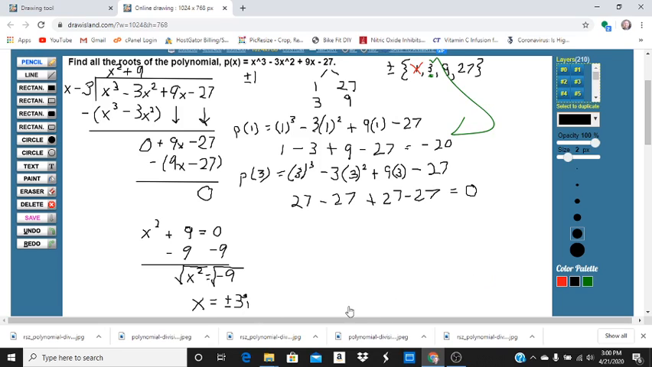Okay, it's imaginary. So the roots of this polynomial are x equals 3, and then we have the imaginary roots negative 3i and positive 3i. Okay. One real root, two imaginary.